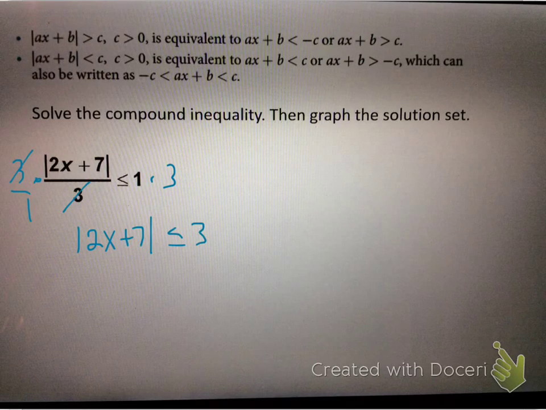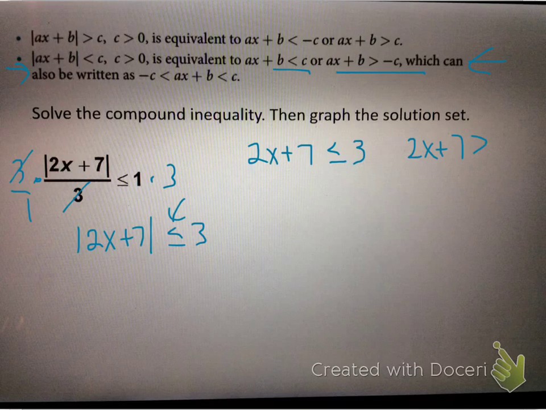Now we focus on the symbol. It is a less than or equal, so we will go with our second rule. We will have the 2x plus 7, the inside, will be less than or equal to the positive 3, and the 2x plus 7 over here will be greater than or equal to the negative constant, the negative 3.